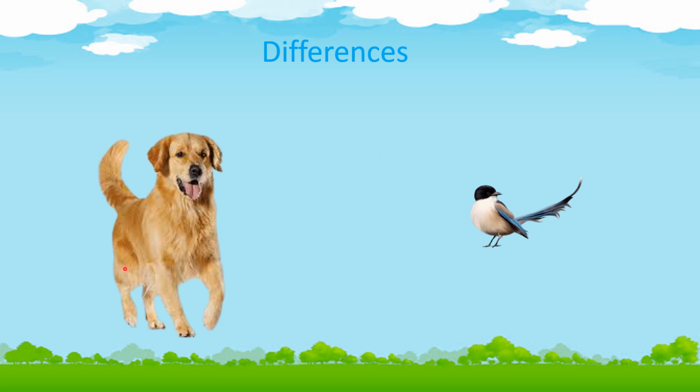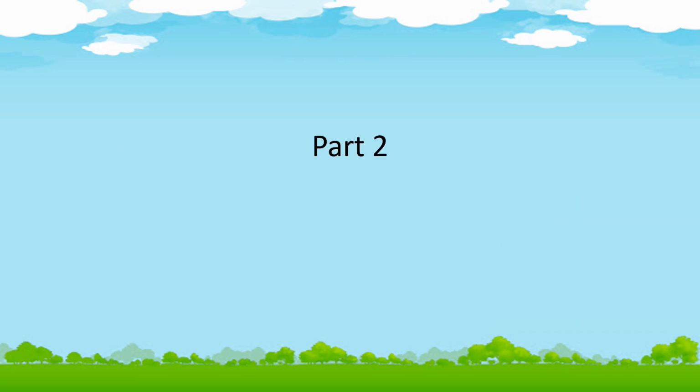Now, what covers the body of the dog? It has hair. Can you see the hair? Does the bird have hair? No, the bird has feathers. Can you see the feathers here? So, these two animals have differences, right? Let's go to part 2 of the video.